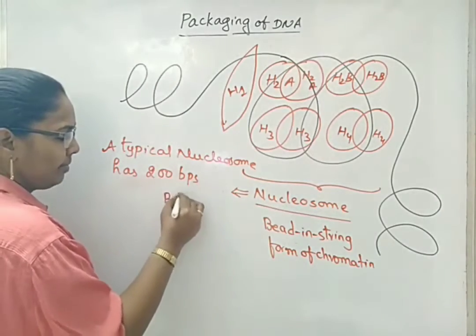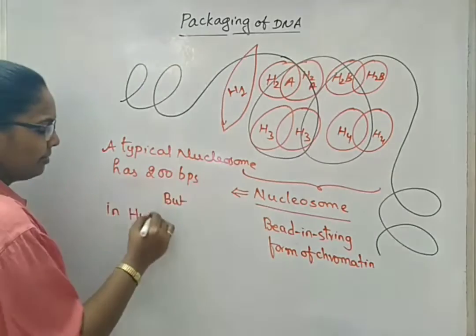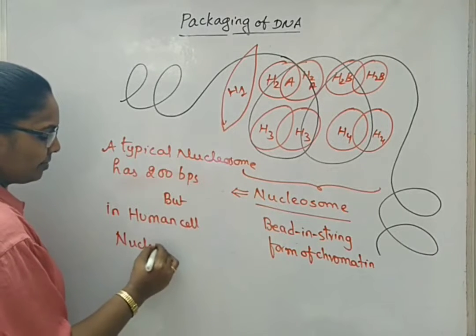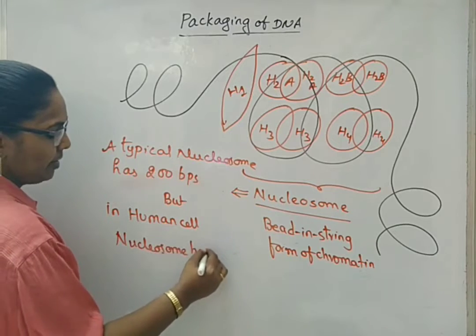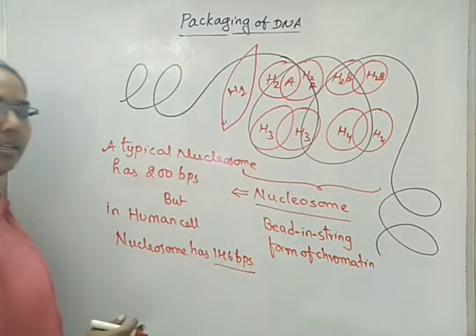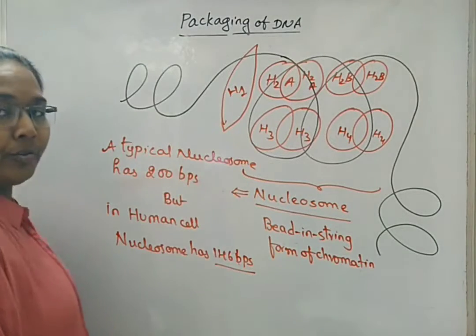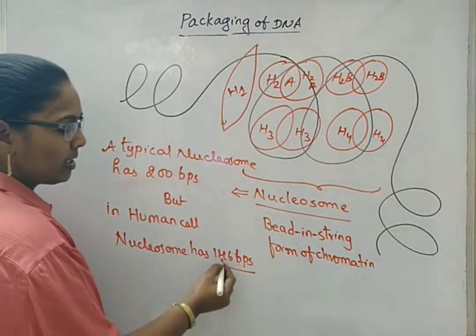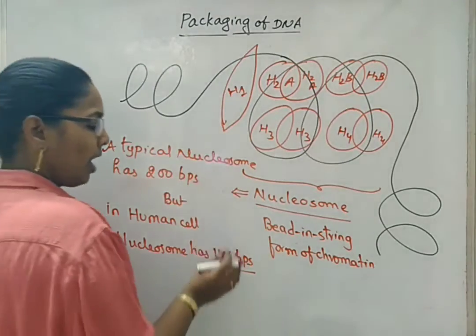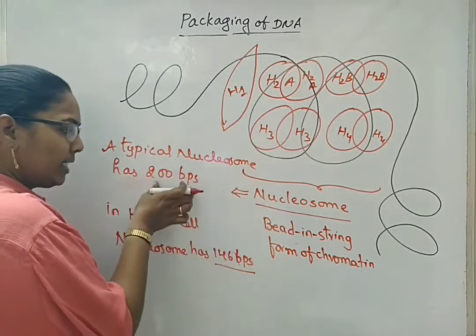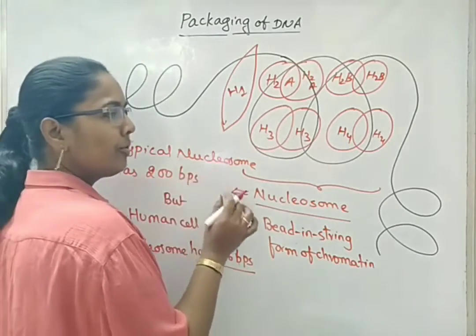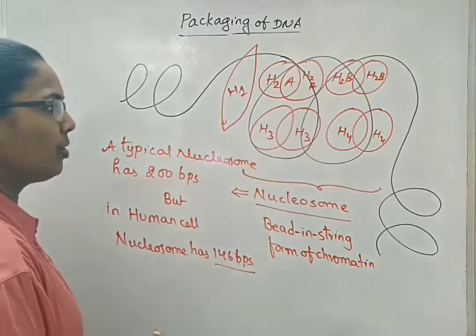But in human cell, nucleosome has 146 base pairs. The length of DNA in case of nucleosome of human cell is having 146 number of base pairs. This can be considered as the length. Out of this 146, or in a typical nucleosome, only 3/4 part of DNA is coiled around histone octamer.